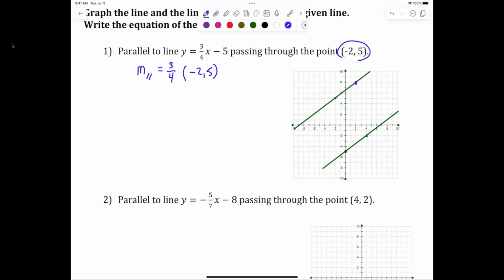Go ahead, Liv. Just tell me the answer now. There you go. That's the equation. That's it. That's all there was to it.